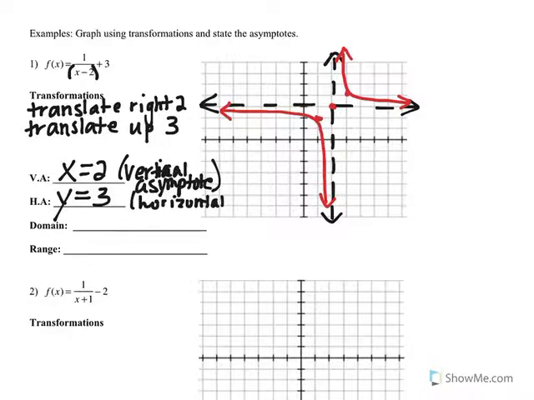Your domain, you're going to go from left to right, negative infinity to 2. Remember, domain is your x, so the x is where your break is occurring at the vertical asymptote, union 2 to infinity. And just so you can see this a little bit better, this 2 and this 2 are matching up.